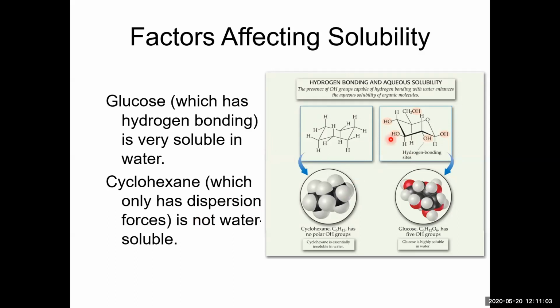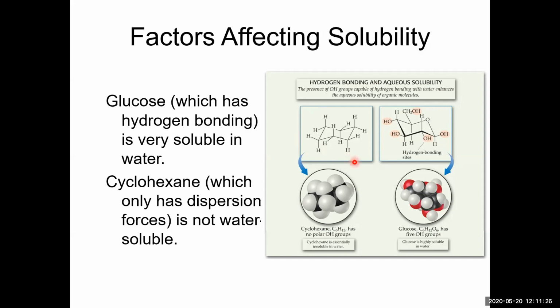And that's because glucose has these hydrogen bonds. So when we say it has hydrogen bonding, it can hydrogen bond with the water molecules. So basically water will be attracted to the glucose. It's not that water is not attracted to cyclohexane. It would be attracted to it by London dispersion. All molecules attract each other, but it wouldn't be very attracted to it.